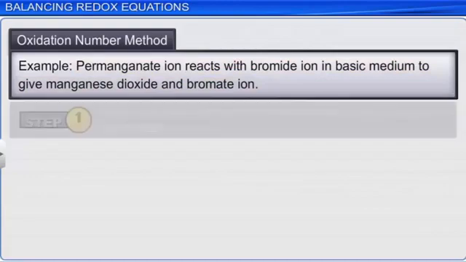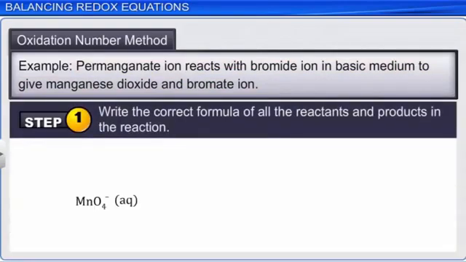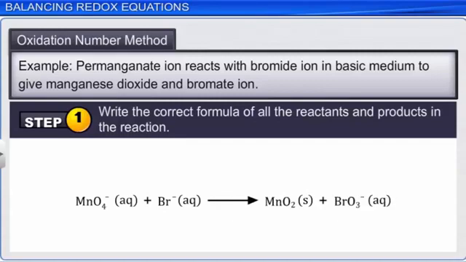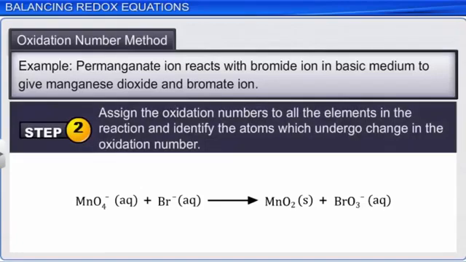In the first step, write down the correct formula of all the reactants and products in the reaction. The second step involves assigning the oxidation numbers to all the elements in the reaction and also identifying the atoms which undergo change in the oxidation number. We know that in polyatomic ions, the sum of the oxidation numbers of all atoms in the ion is equal to the charge on the ion.